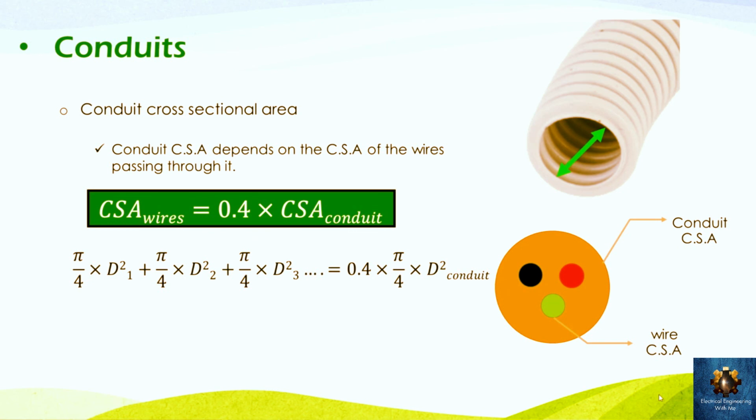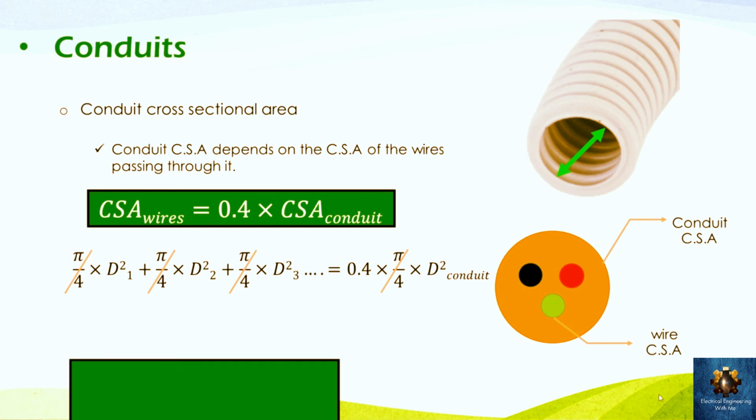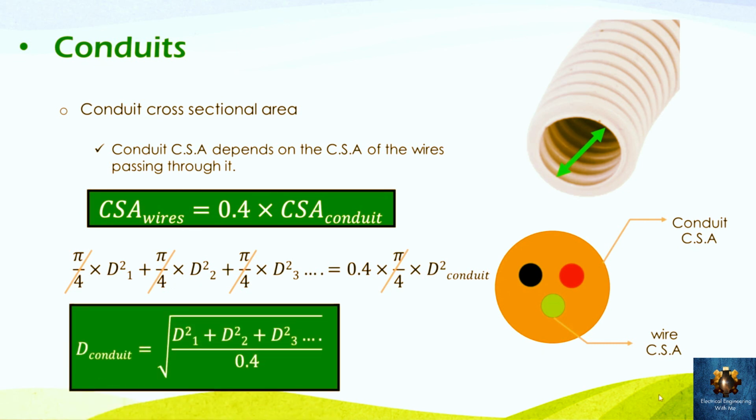And now we can cancel pi over 4 in the two terms on the left hand side and on the right hand side, and then we can rewrite this equation to have the conduit diameter be the square root of the first wire diameter squared plus the second wire diameter squared plus the third wire diameter squared, and so on until the last wire, over 0.4, or all of this term is divided by 0.4. So by that way we can determine the required conduit diameter from each wire diameter.